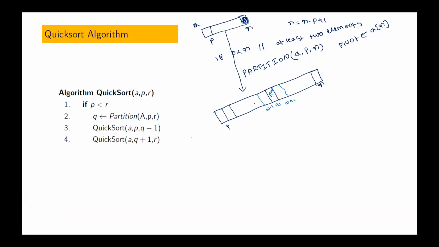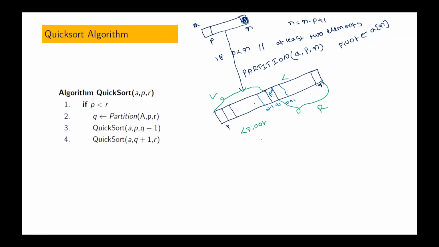What is our left subarray? The left subarray is P to Q minus 1. What is the right subarray? Q plus 1 to R. What are the elements here? They are smaller than the pivot. On this side, they are greater than the pivot. Is that okay?